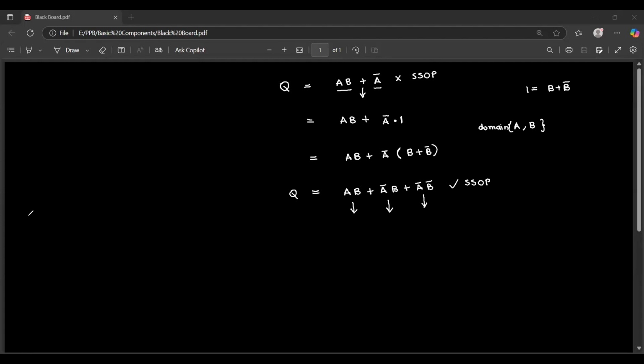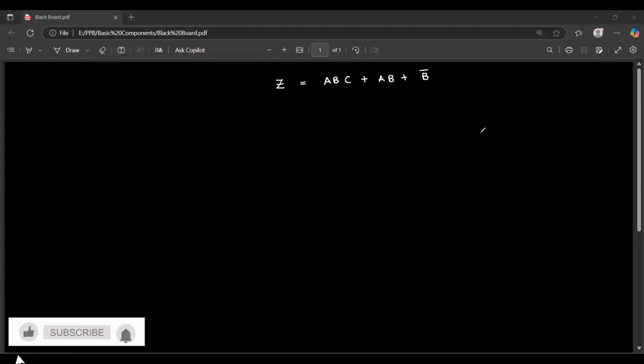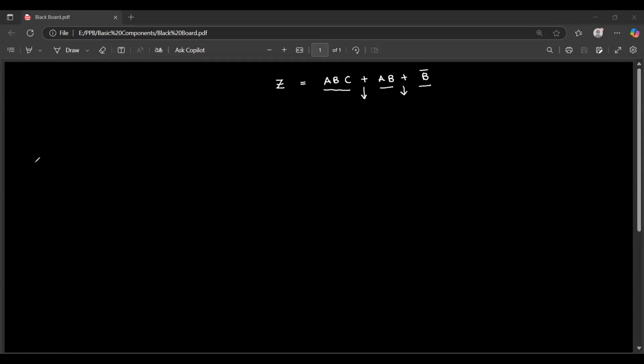Let's do another question. Let's do something with three variables. Let's say we have ABC plus AB plus B bar. How can we do this? Well, is it in SOP form? Yes, it is. Why? We have three products summed up by using two OR gates. That's fine. But this is not in SSOP form. Why? We have AB and we have B bar.